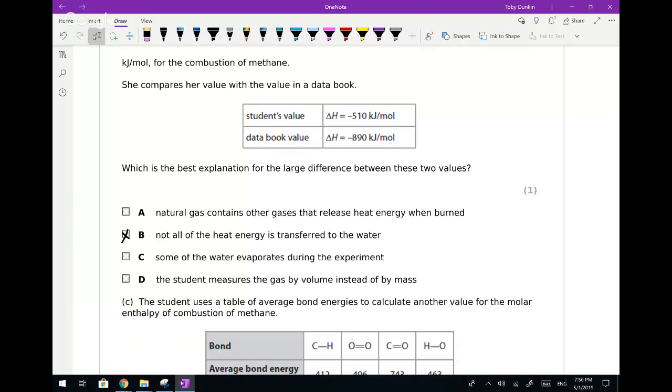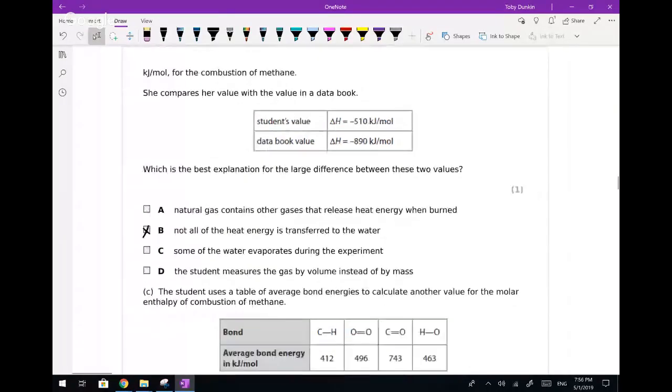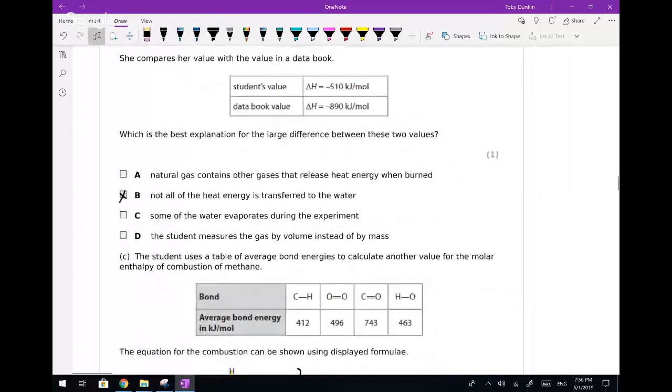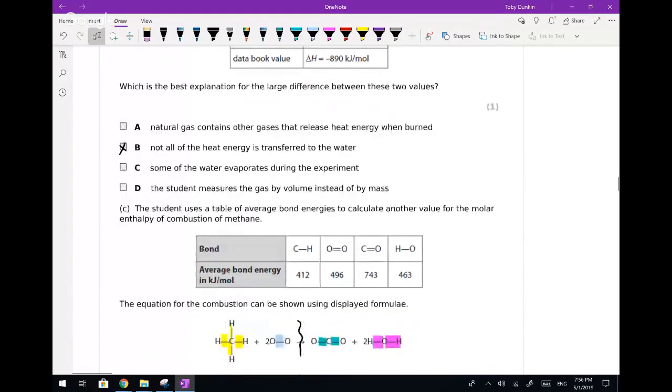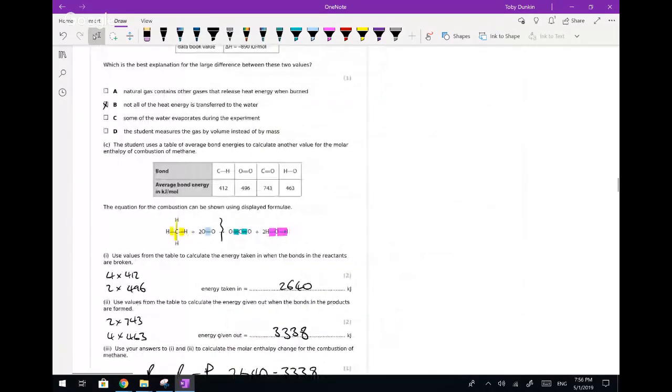Some of the water evaporates during the experiment. That is true. That will lower the temperature and the enthalpy change. But it's not going to cause a big enough discrepancy like that. The student measured the gas volume instead of the mass. You can use the volume, wouldn't make any difference.